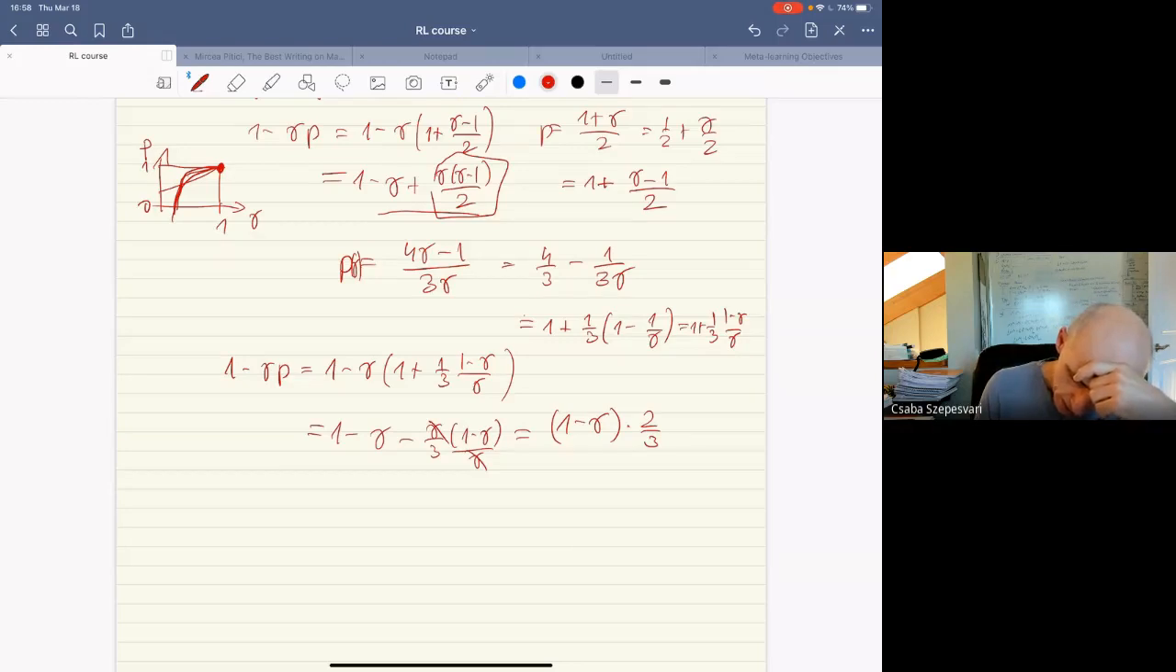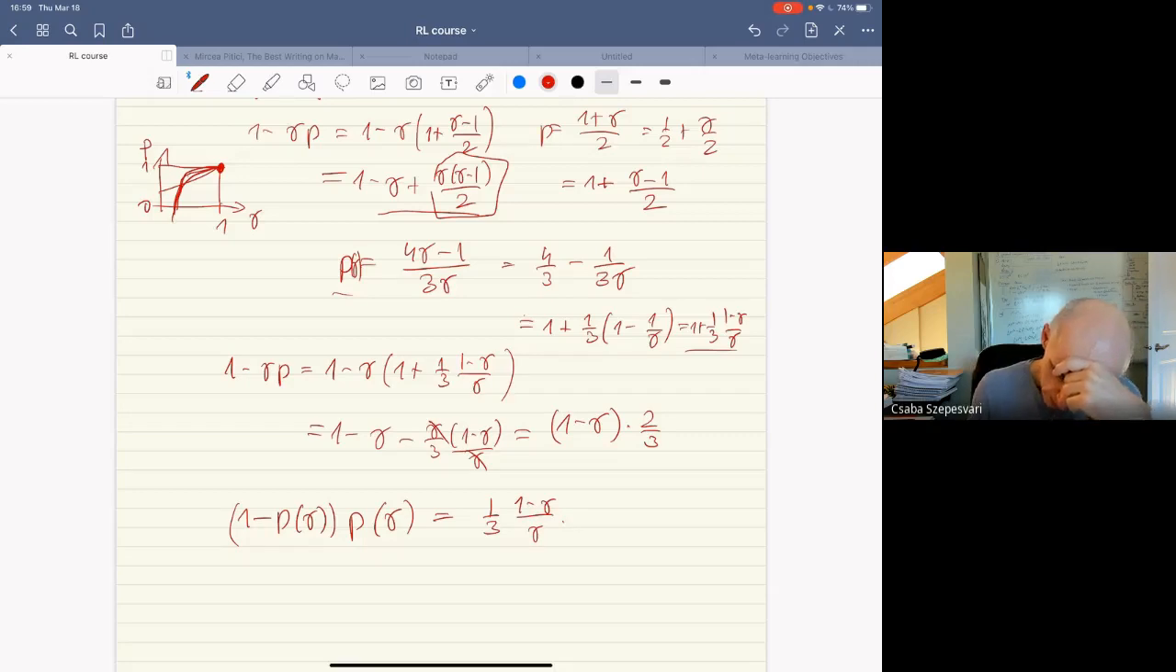And at the same time, one minus p gamma times p gamma. What is that? Well, p gamma was this guy. So 1 minus p gamma is 1/3, 1 minus gamma over gamma, times p gamma. So that's 4 gamma minus 1 divided by 3 gamma. So as gamma goes to 1, that's the range where we are interested in this, then this is constant. This is approximately 1, and this is also 1. So this is approximately 1/3, 1 minus gamma.